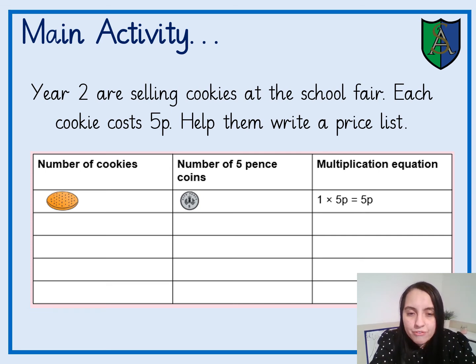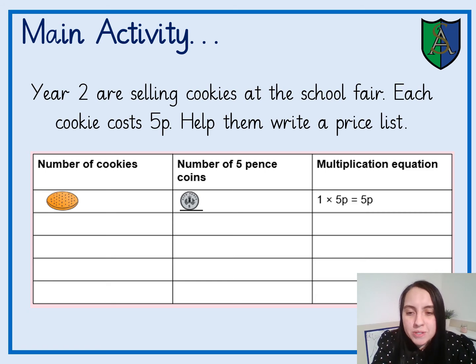So we've written our 5p in this area here, okay? So you can see we've got 1 cookie and 1 5p because 1 cookie is worth 1 5p, okay? And we're going to write the multiplication equation. So here we've got 1 times 5 is equal to 5, okay? Because if we've got 1 cookie and it costs 5p, we only have to give 1 5p because we've only got 1 cookie. And we know that 1 times 5 is 5. So 1 times 1 5p is equal to 5, okay?